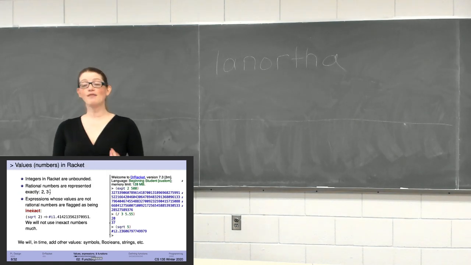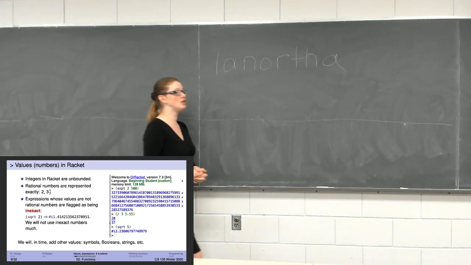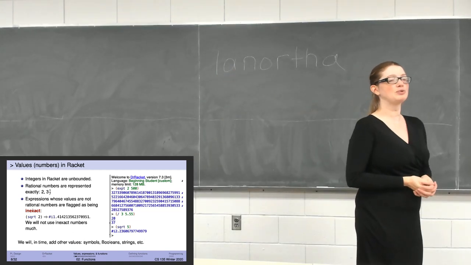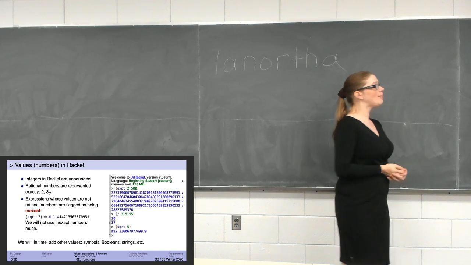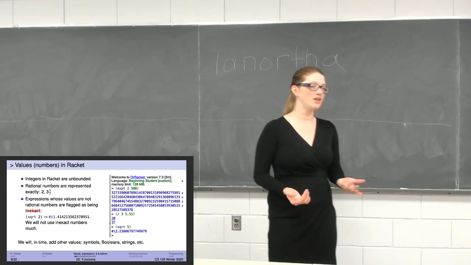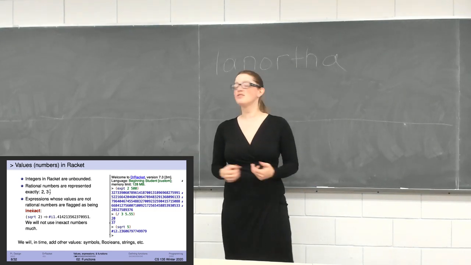So in Racket, values are numbers. There are integers. There are rational and irrational numbers, so that means you can do decimal numbers as well. In addition to numbers, there are also symbols, booleans, strings, lists. There's all different kinds of values in Racket. And this is true for most languages.